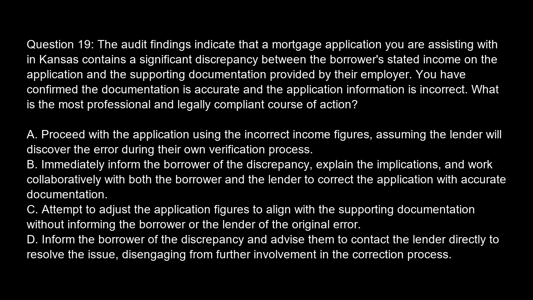Option A. Proceed with the application using the incorrect income figures, assuming the lender will discover the error during their own verification process. Option B. Immediately inform the borrower of the discrepancy, explain the implications, and work collaboratively with both the borrower and the lender to correct the application with accurate documentation. Option C. Attempt to adjust the application figures to align with the supporting documentation without informing the borrower or the lender of the original error. Option D. Inform the borrower of the discrepancy and advise them to contact the lender directly to resolve the issue, disengaging from further involvement in the correction process.